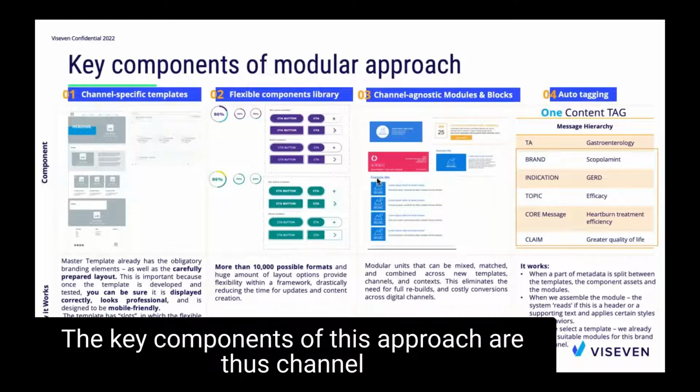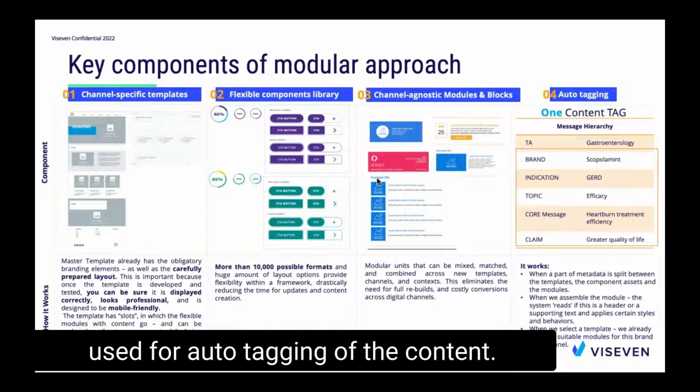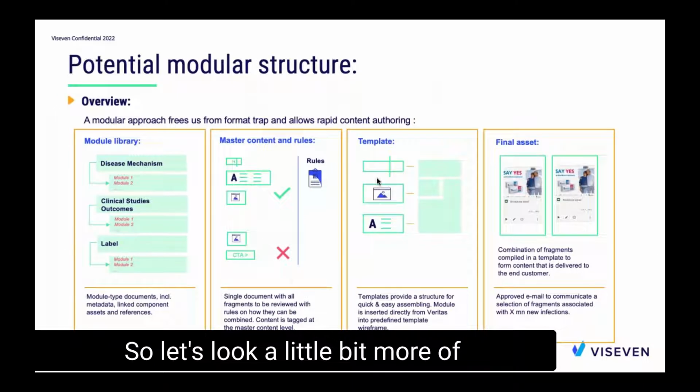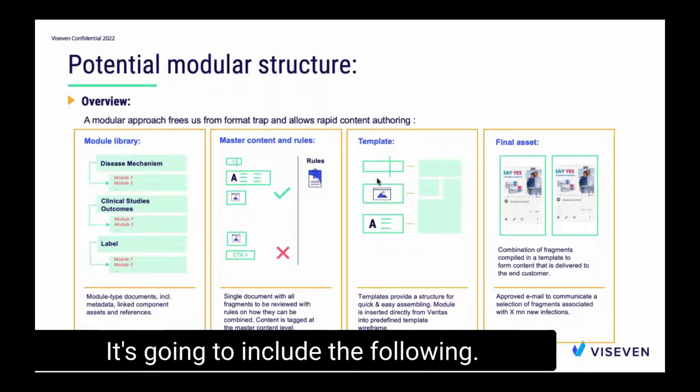The key components of this approach are thus channel-specific templates, components, modules, and blocks, and the metadata used for auto-tagging of the content. So let's look a little bit more at what a potential module structure could look like. It's going to include the following.